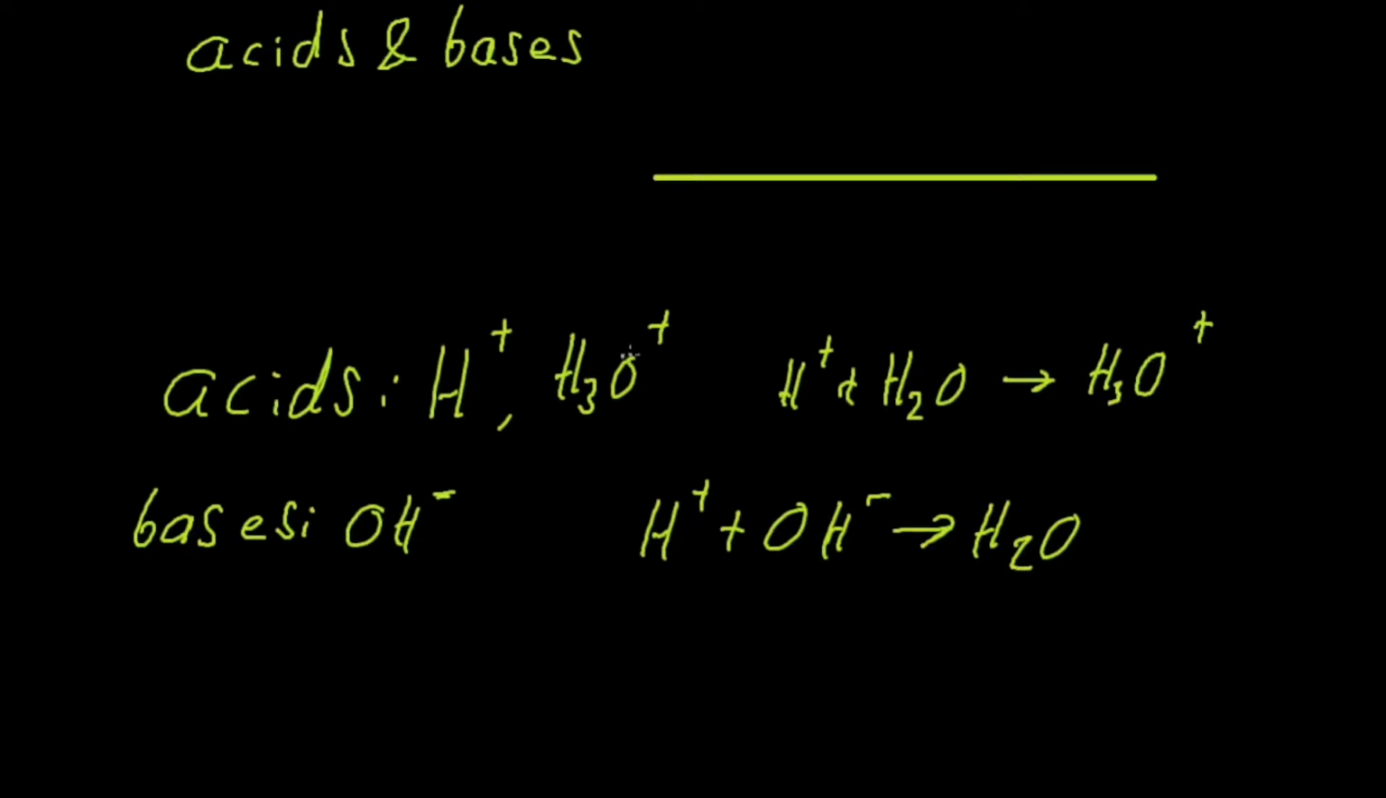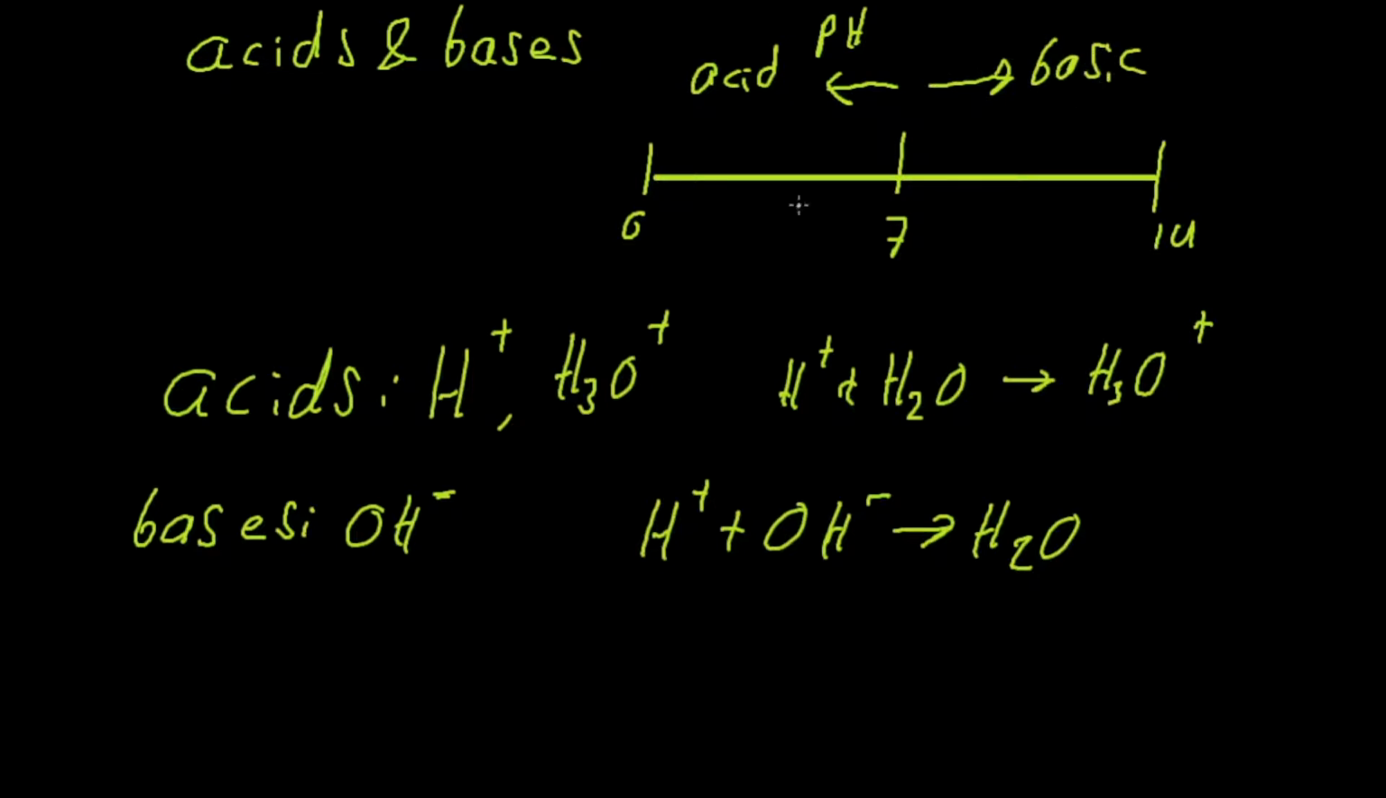And acids and bases are measured according to the pH scale, which goes from 0 to 14. And then in the middle over here, you have 7. 7 is neutral, so it isn't an acid, it isn't a base. When you go to the left, you go towards more acidic substances. And when you go to the right, it's more basic.